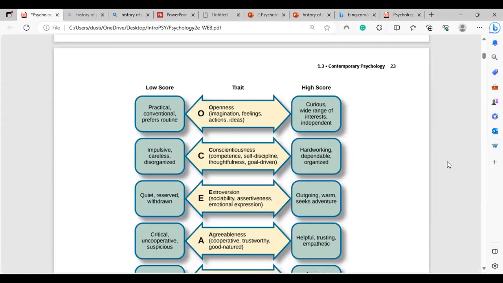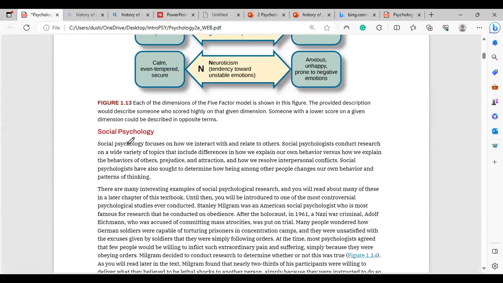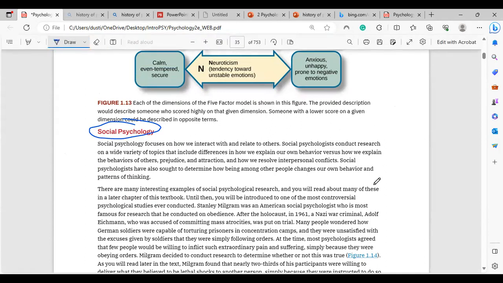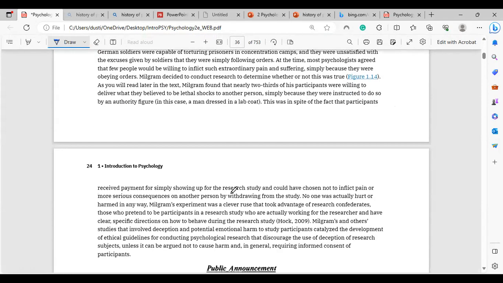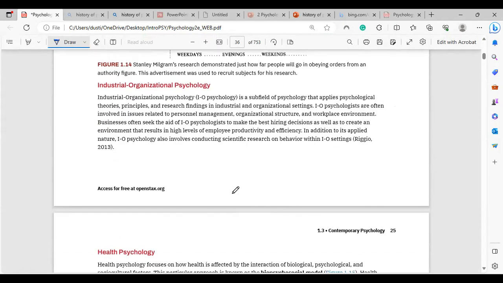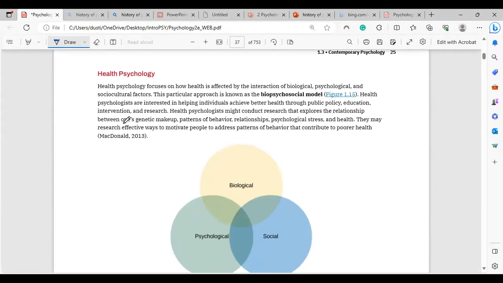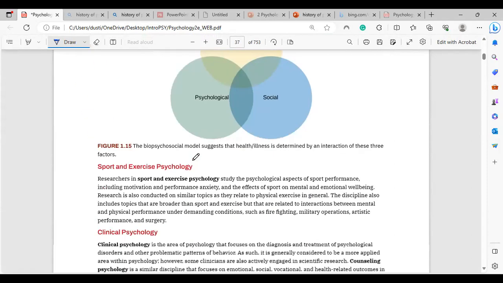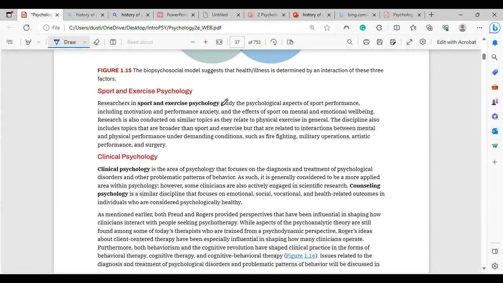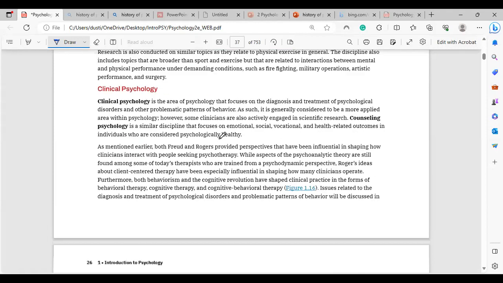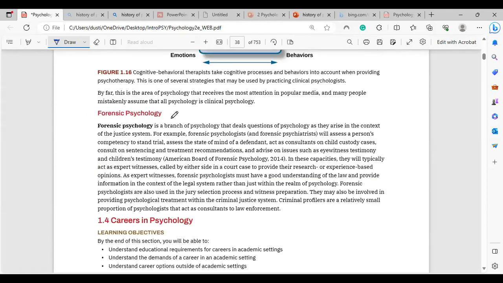And let's see here. Social psychology, excuse me, is how we interact and relate to others. They do research on a wide variety of topics and include differences in how we explain our own behavior versus how we explain the behavior of others, prejudice, and interaction. Let's go into, yeah, industrial organization psychology, health psychology. That's one of the other classes I teach. Sports and exercise psychology. These are all topics that you can study separately in psychology. Forensic psychology.